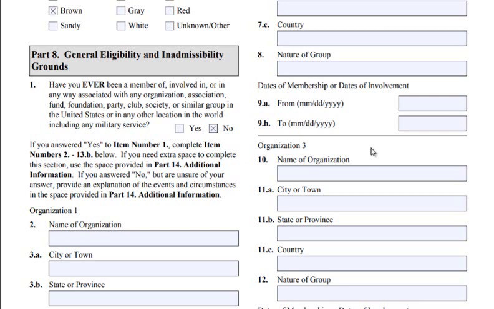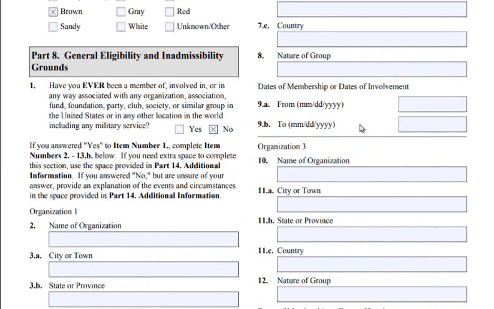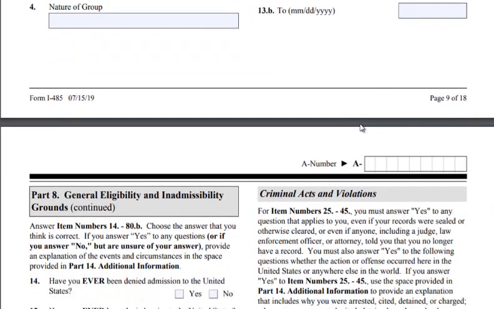Part A, general eligibility and inadmissibility grounds. In this option, I answered no. If it's yes, you must fill this out. And any of these blanks, if the question applies to you, you will keep filling it in.